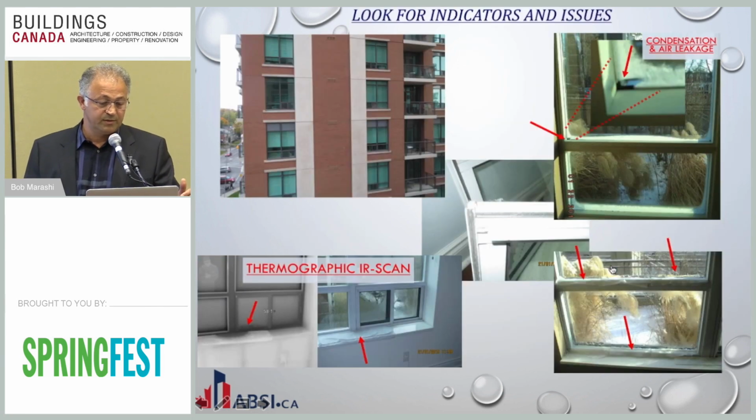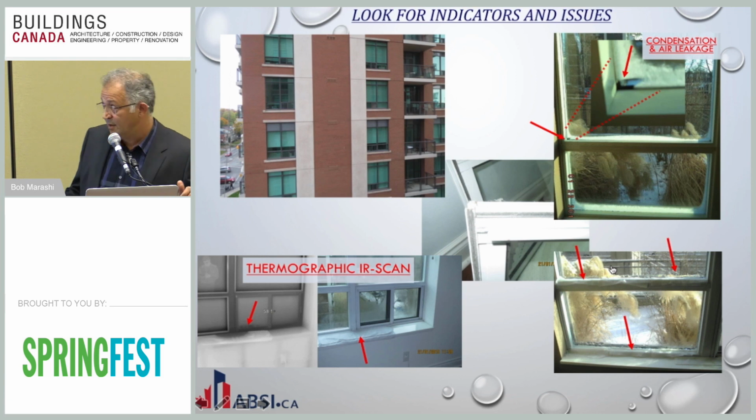When you look at windows, it's easy to detect problems. Sometimes it's hard. If it's hard, you can do infrared thermography to find out any air leakage, any infiltration, or you can do water tests. There are different methods of testing you can carry out to find problems with windows and glazing.